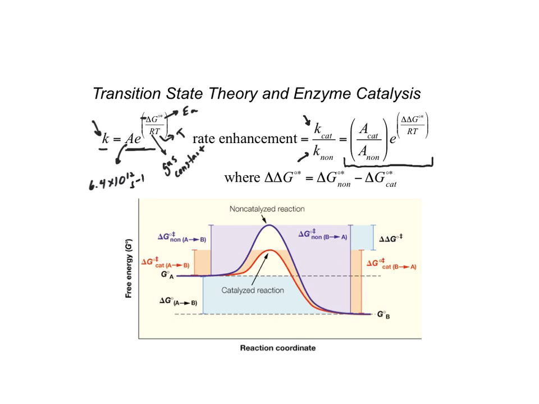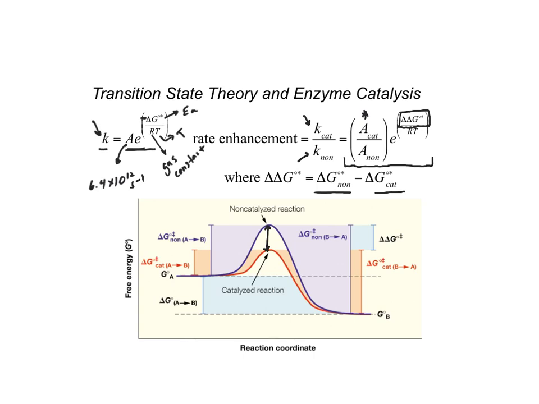So now, if we imagine that this A is similar for the catalyzed and uncatalyzed reaction, then this rate enhancement depends entirely on what we're going to call delta G, right? Which is the difference in delta G, or activation energy, for the non-catalyzed reaction versus the catalyzed reaction, okay? So again, what we're looking at is essentially this difference in activation energy, okay?